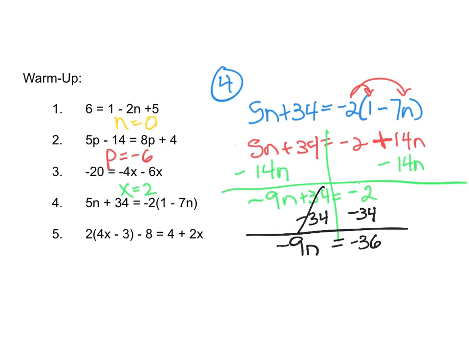Negative 9 and n, they are multiplying, so we are going to divide by negative 9 on both sides. Negative 9 divided by negative 9 is 1. It leaves n by itself. And then negative 36 divided by negative 9 is a positive 4. So number 4 is n equals 4.